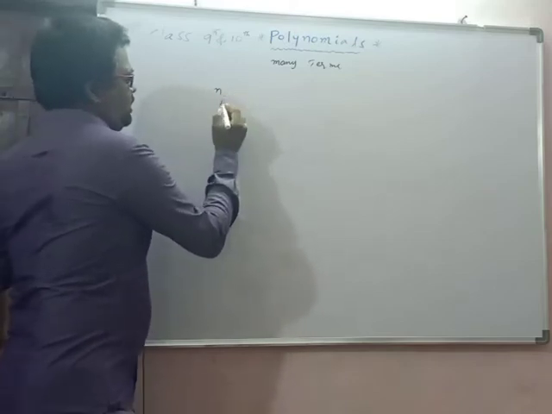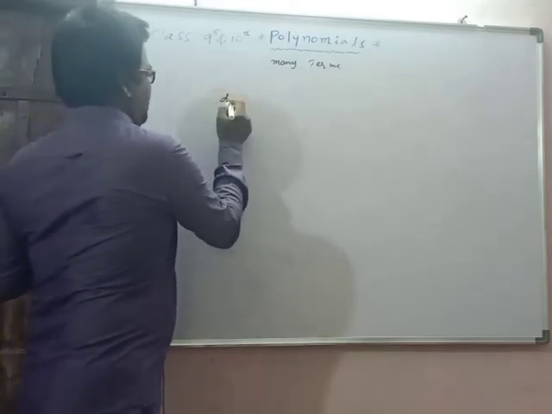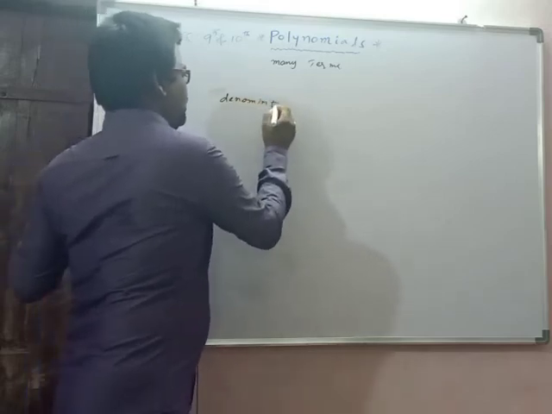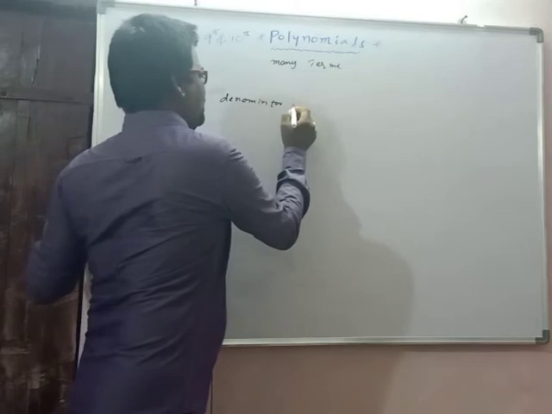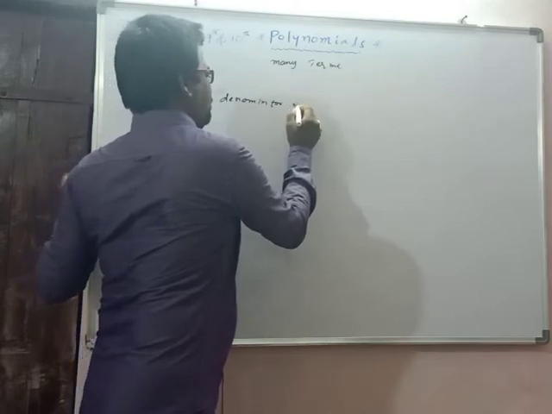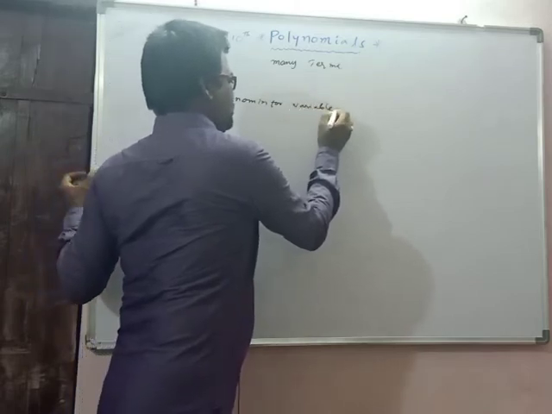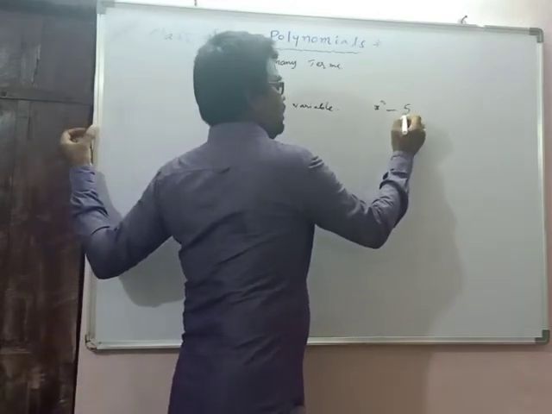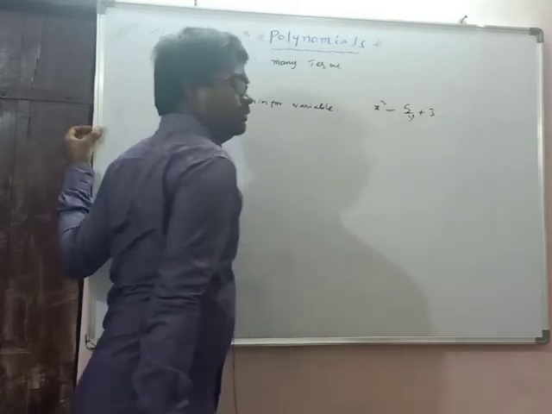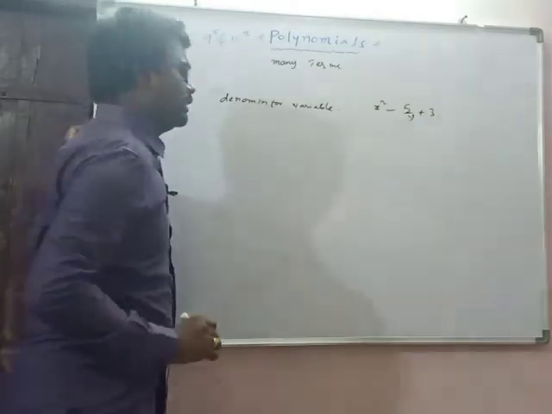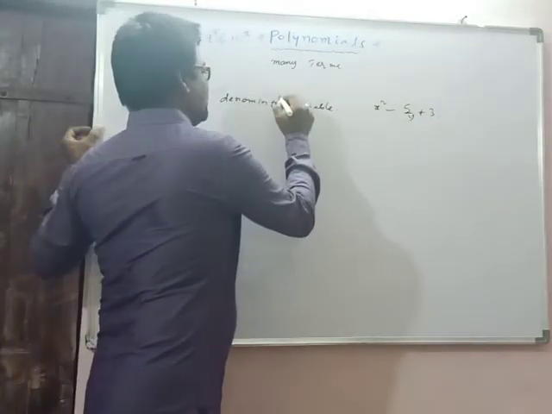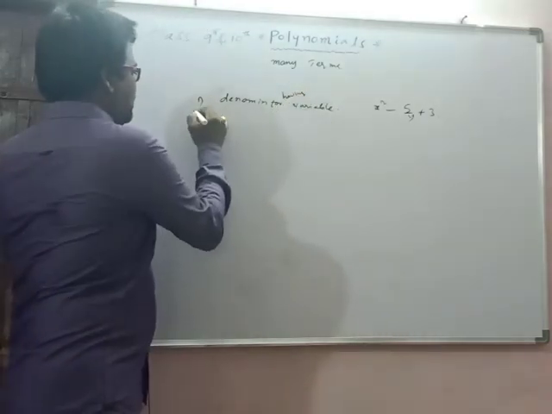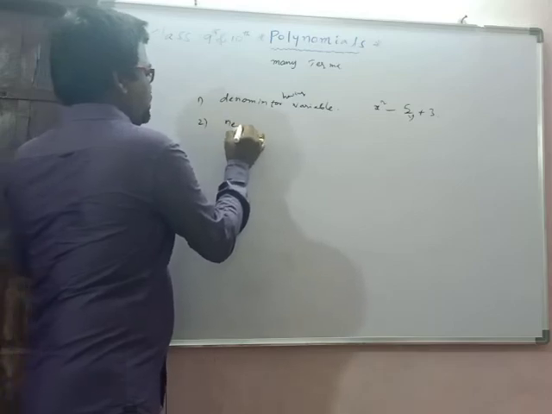First of all, a variable in the denominator, for example x square minus 5 by y plus 3; the denominator is having a variable. Next one, negative powers.